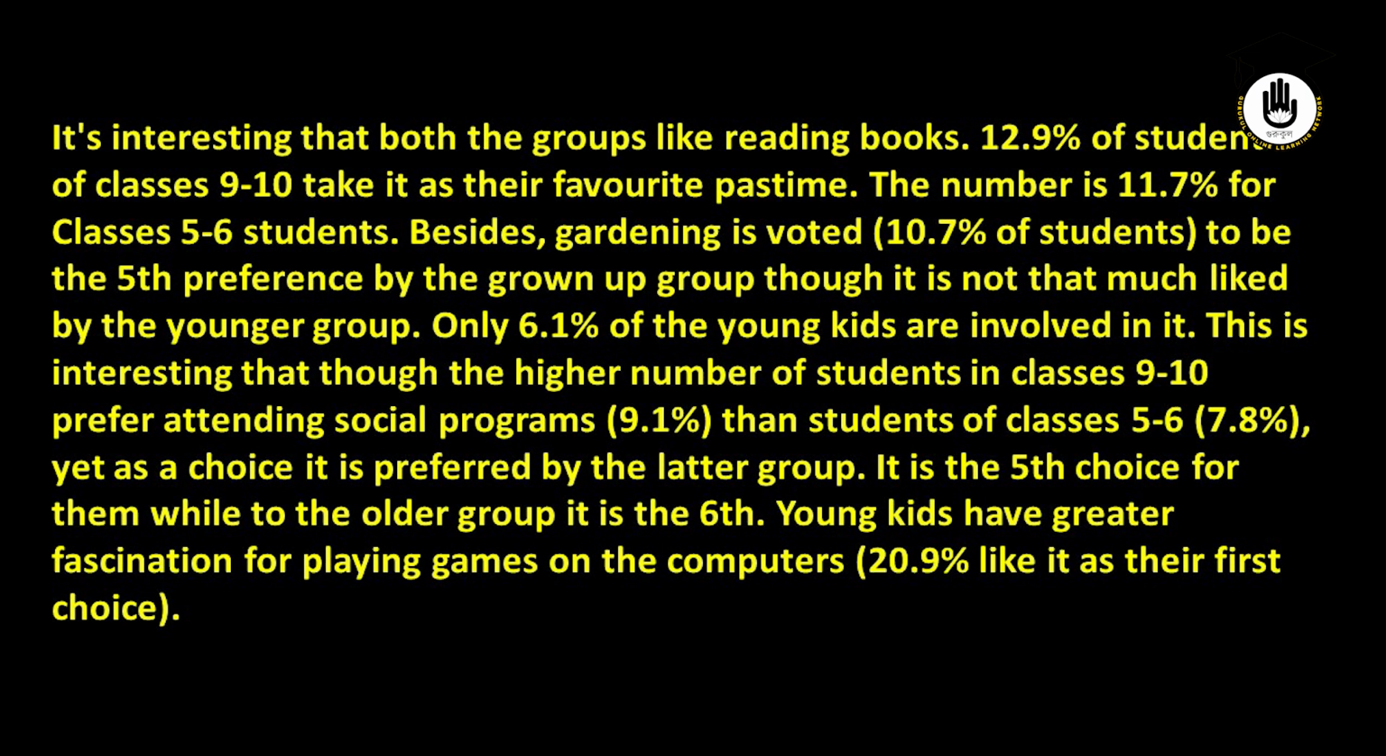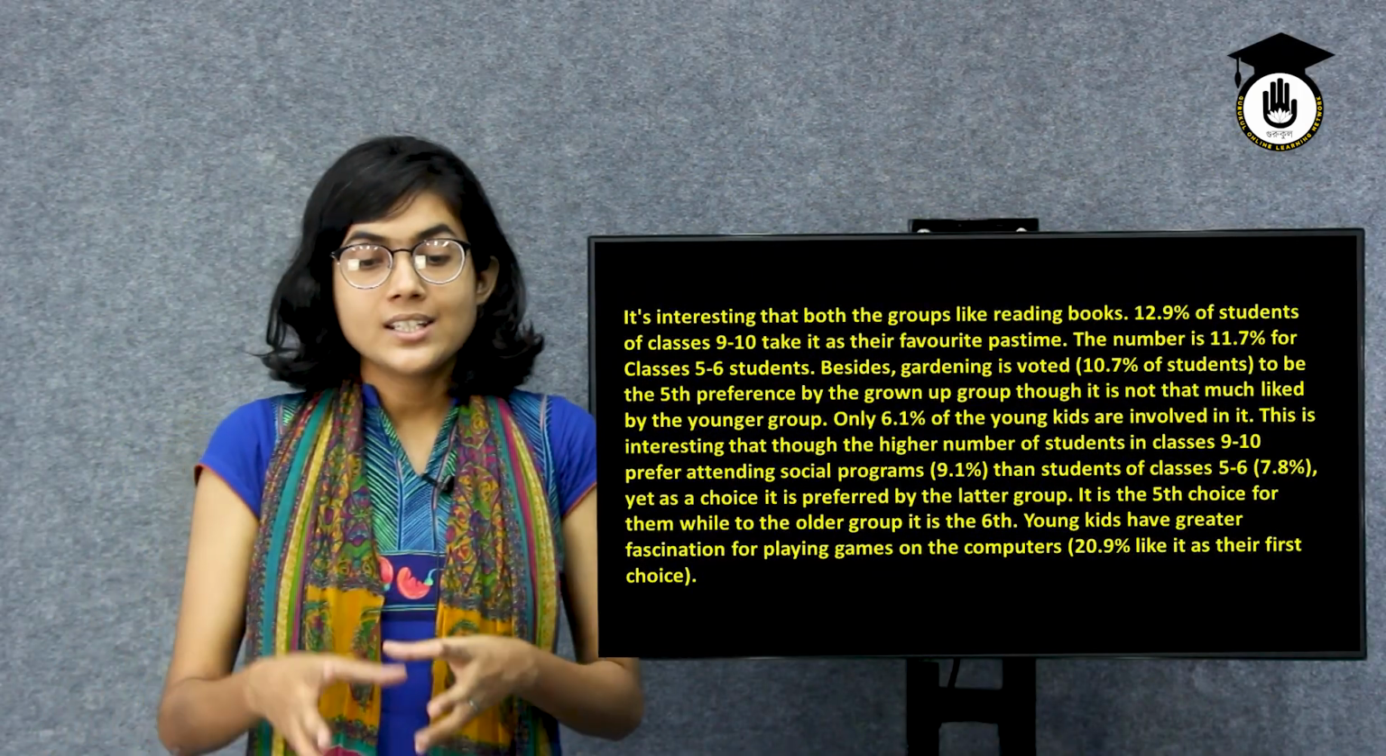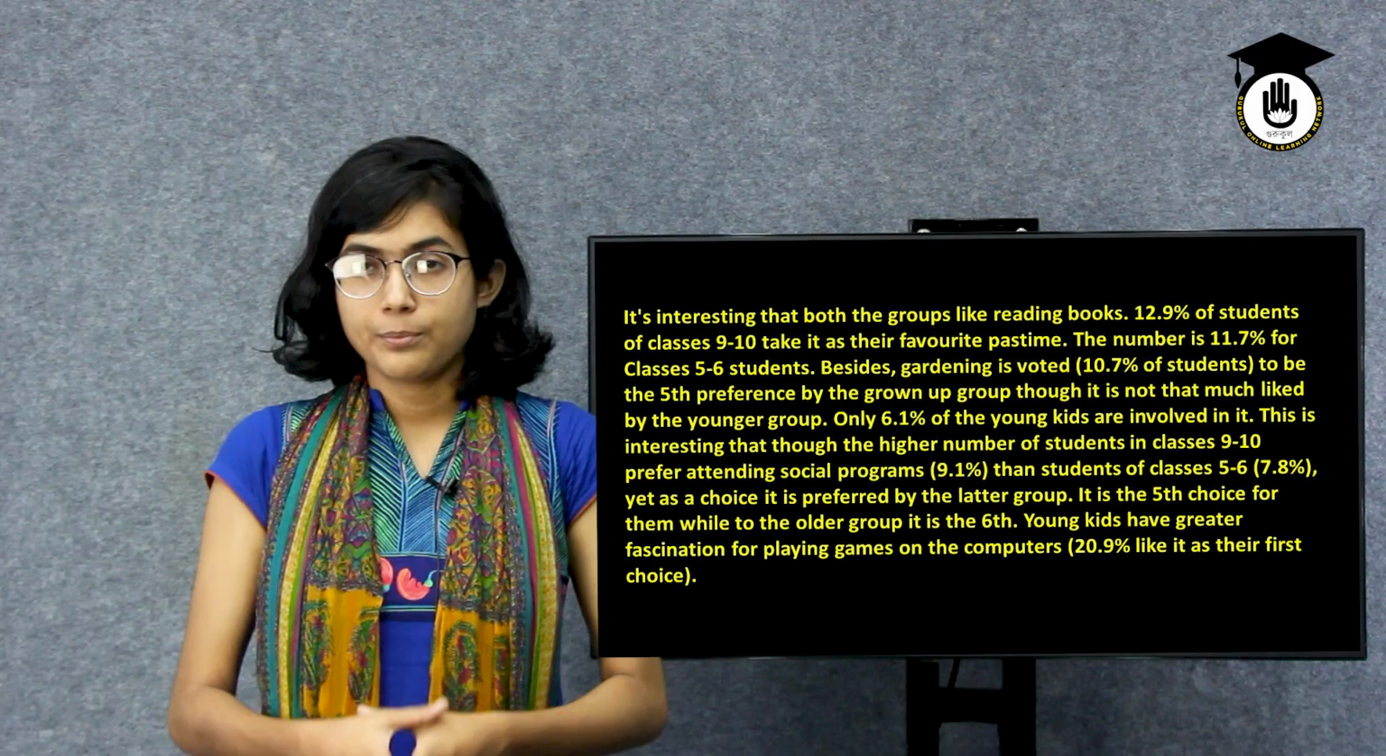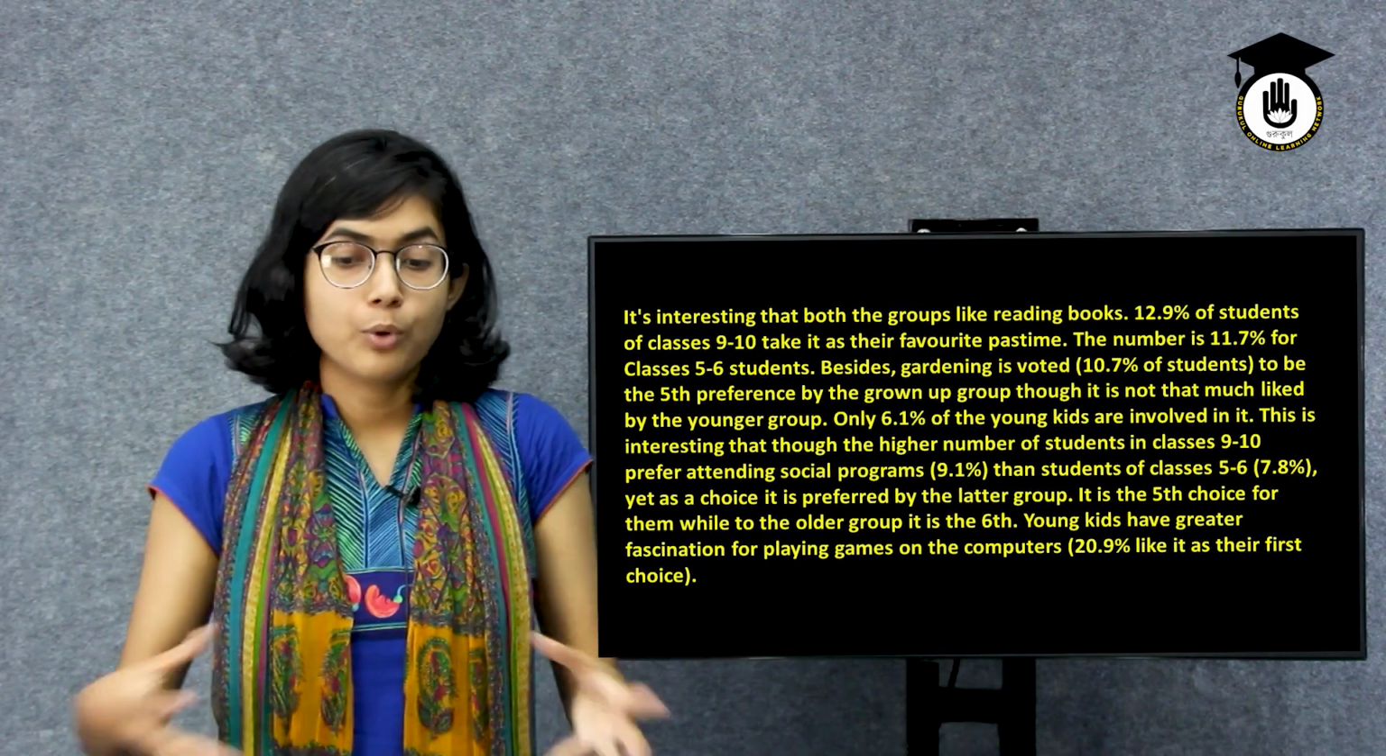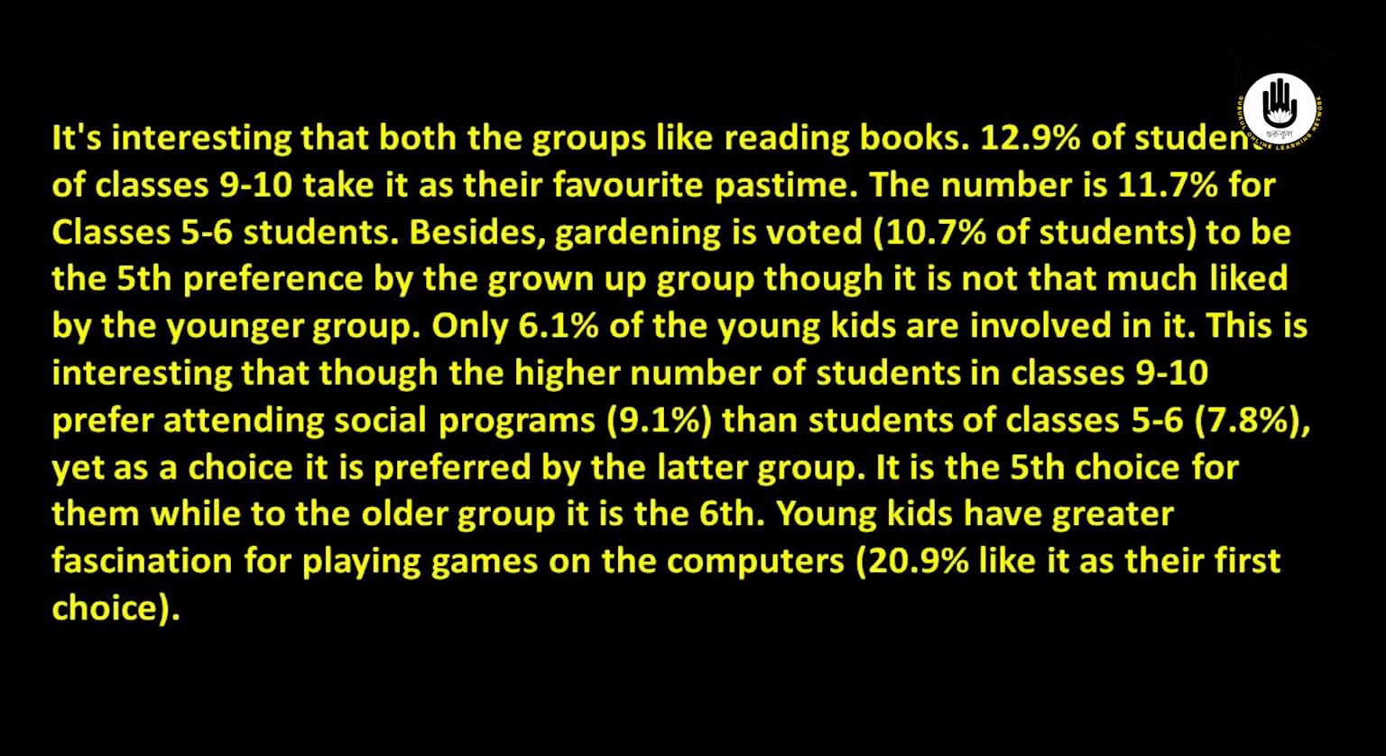This is interesting that though a higher number of students in classes 9 to 10 prefer attending social programs, 9.1%, than students of classes 5 to 6, 7.8%, yet as a choice, it is preferred by the later group. So, attending social programs is also very much liked by both of the groups, yet it is a bit more preferable from the later group. It is the fifth choice for them, while for the younger group, it is the sixth one.